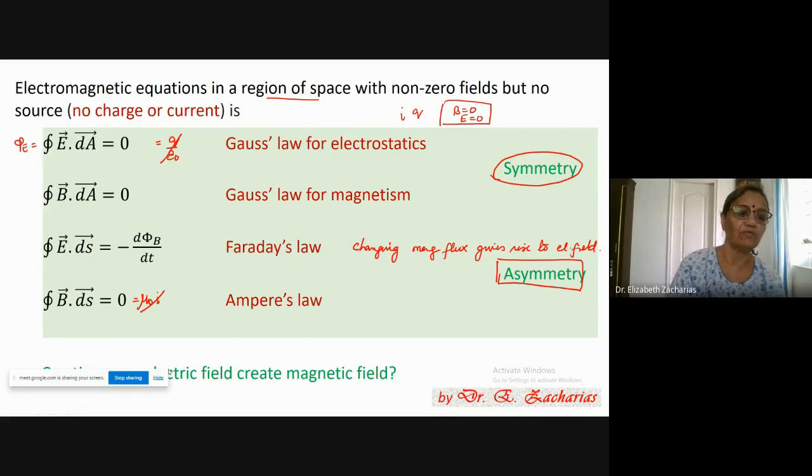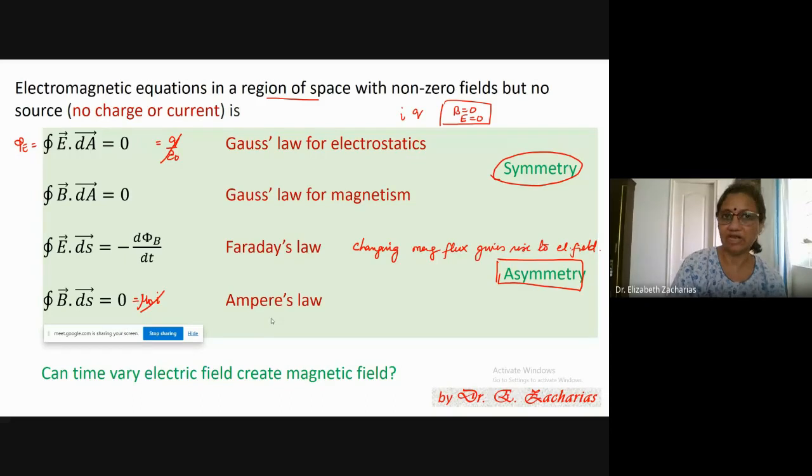So this is exactly what people started searching for. They started wondering if a time-dependent electric field can give rise to a magnetic field. If that is possible, then you will be able to rewrite your Ampere's law in a form that looks similar to Faraday's law. And then these four laws would look very symmetric. So this was the attempt.